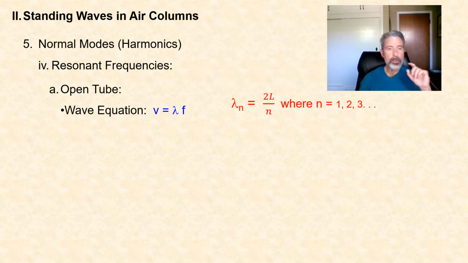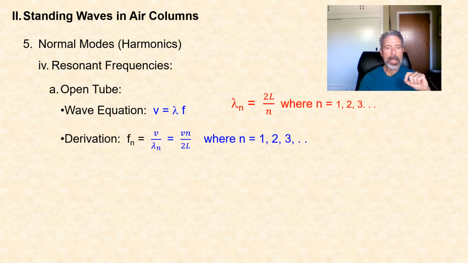So starting with the open tube instruments, and just like we did for the case of stringed instruments, we'll use our wave equation, v equals lambda times f. And from our previous slide, remember the resonant wavelengths for the open tube are those where we take twice the tube length divided by n, with n taking on natural number values. From our wave equation, the resonant frequencies are just the wave speed divided by these resonant wavelengths, which, when we plug that in, gives us v times n over 2L.